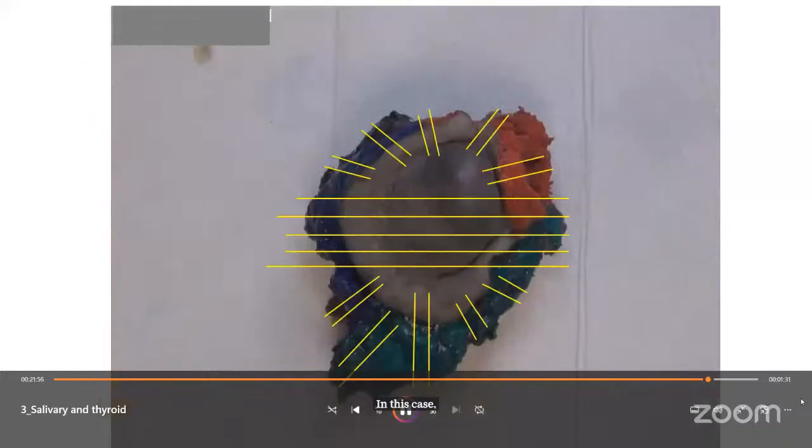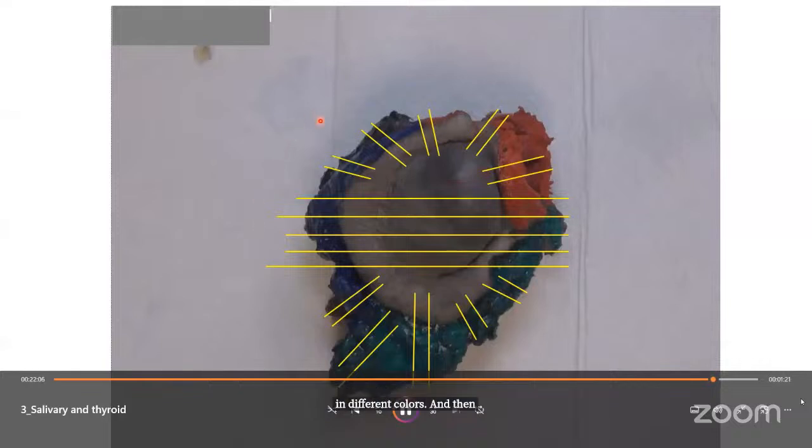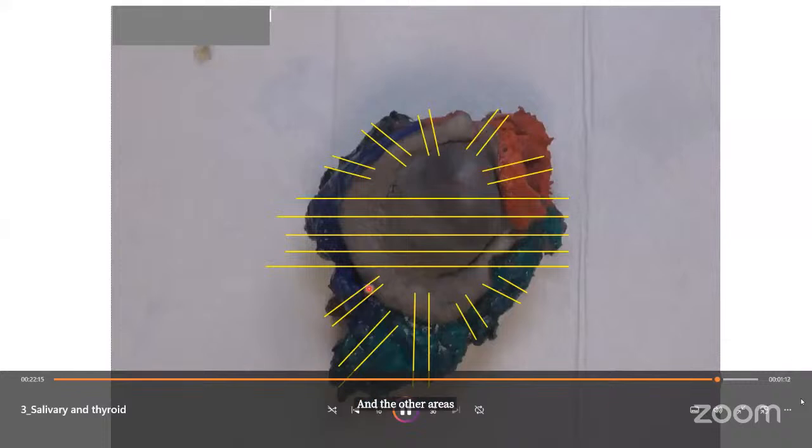So in this case, the surgeon has pre-orientated the specimen for us, and we've inked the different resection margins in different colours. And then we've used a combination of mega blocks to examine in one plane of section, and the other areas of the periphery of the excision are examined essentially by clock facing, taking blocks at different angles so that you've sampled the entire periphery.